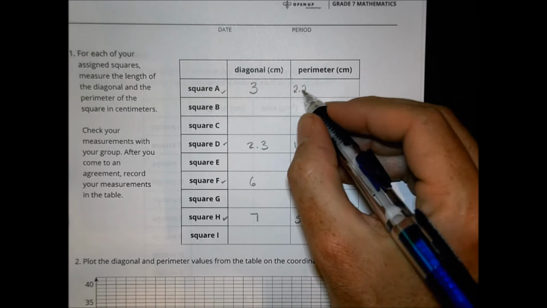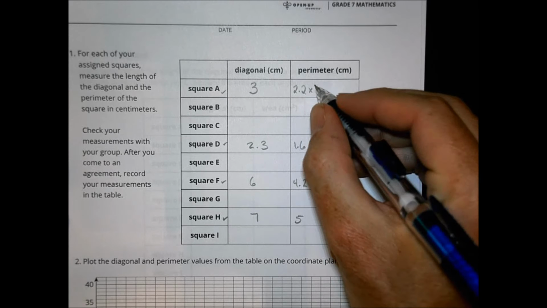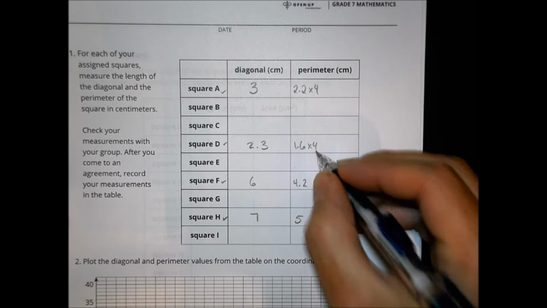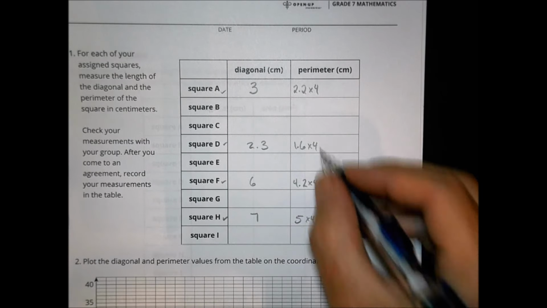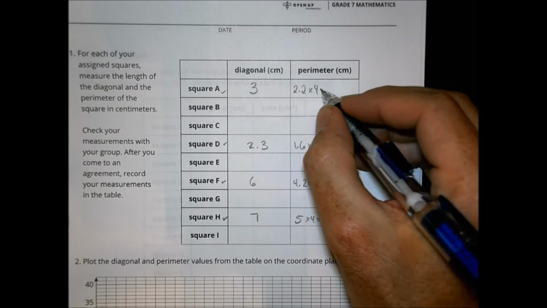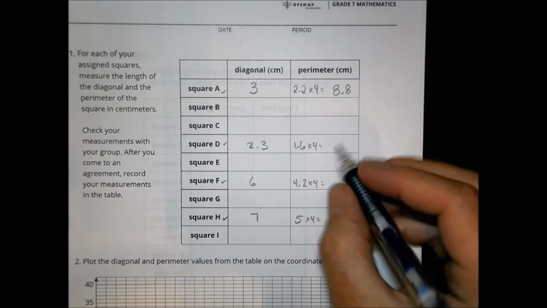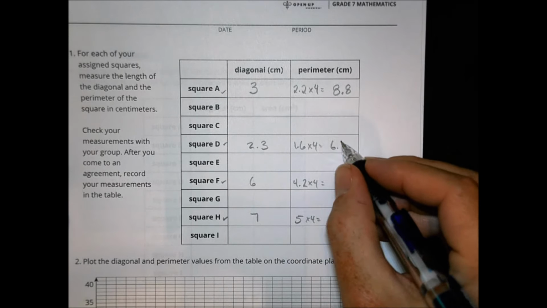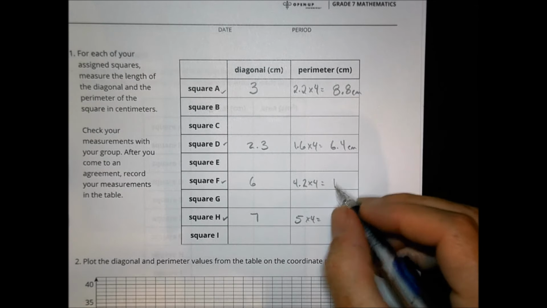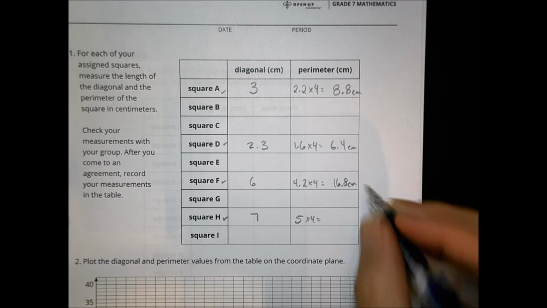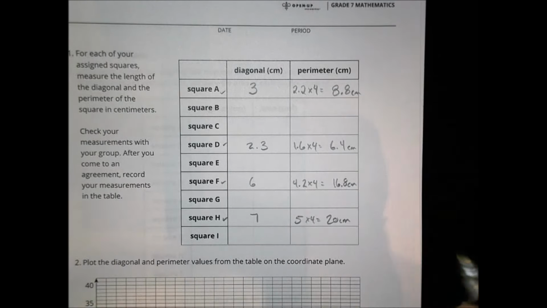Now perimeter is going to be that side length 4 times because it is a square. So if I just multiply each of these by 4, that's going to give me the perimeter for each one of those squares, A, D, F, and H. And so for A, the perimeter was about 8.8. For D, it was 6.4 centimeters. Put my units there. Here we had 16.8 centimeters. And here we had 20 centimeters. Okay? And so that's what I had there.